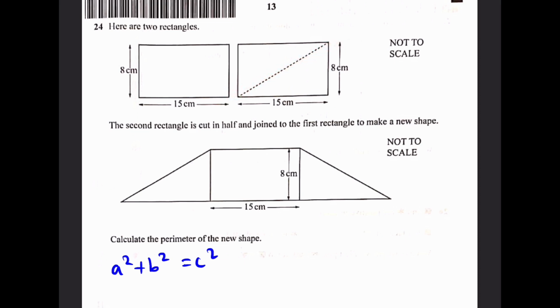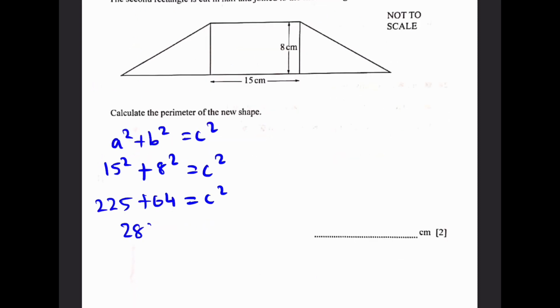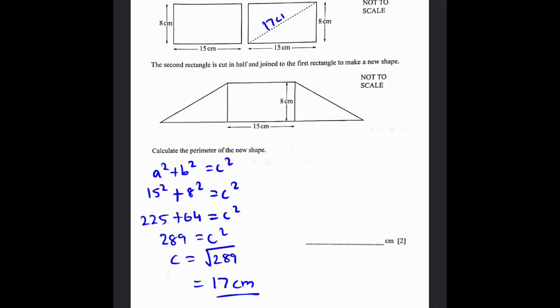So 15 squared plus 8 squared is equal to c squared. 225 plus 64 equals c squared. 289 equals c squared. C will be equal to the square root of 289, and it is actually 17. So 17 centimeters. And that's this length. And then we have the 17 centimeters length for these.